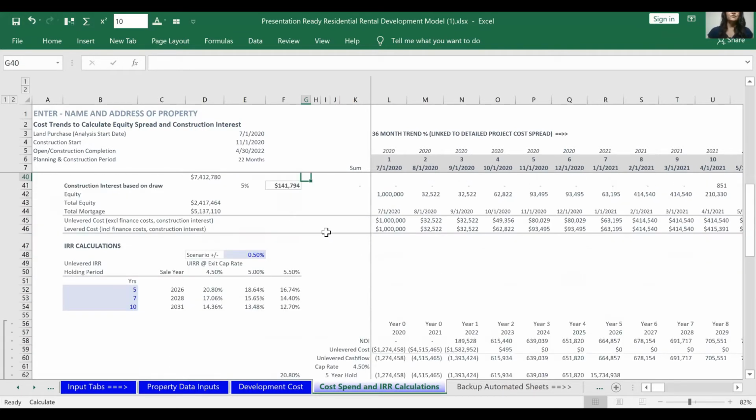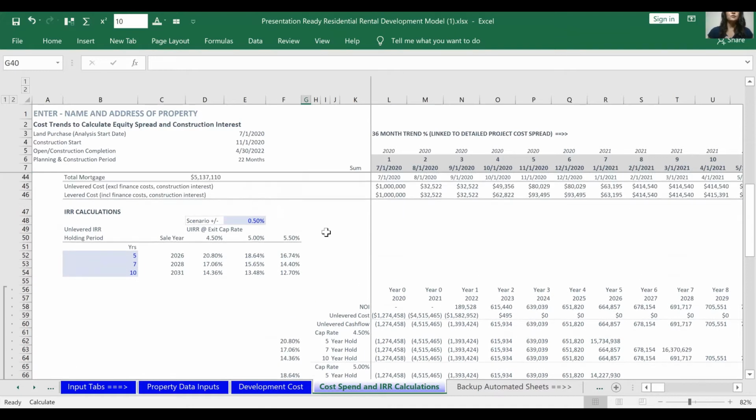And down below, I have scenarios on your IRRs. There are different hold periods. In most models, even if you think you're going to hold it for the longest time, a lot of times you want to know what happens if I wanted to sell it in 5 years or 7 years or 10 years. What does that look like? These are in blue because you can toggle these and change them. So I can change it to, what if I want the 8th year or the 7th year? What does that look like?